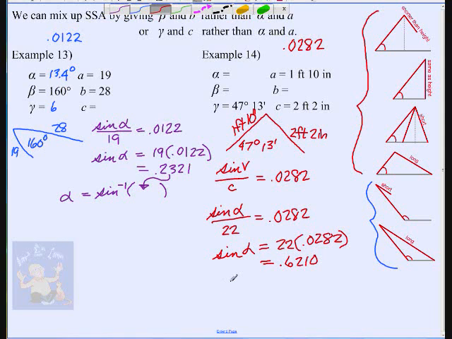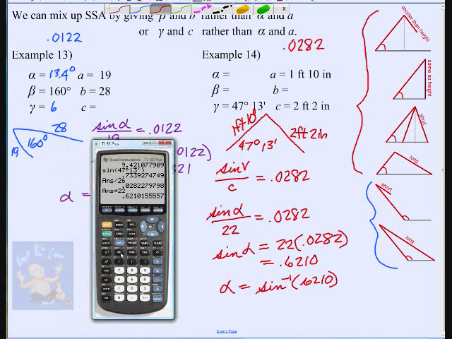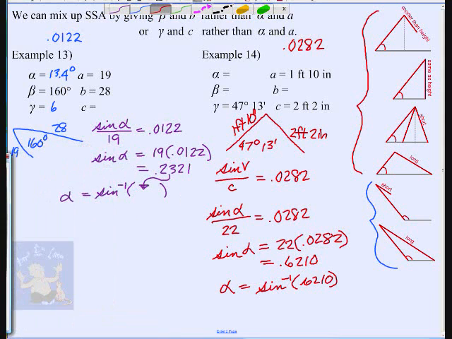So alpha must be the arcsine of 0.621. Arcsine of 0.621 is 38.4 degrees.